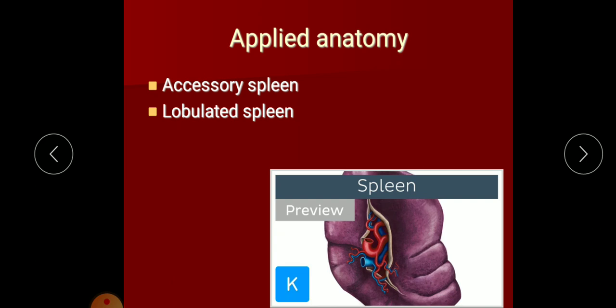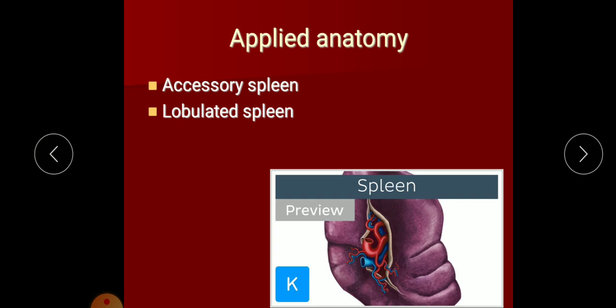And applied anatomy, accessory spleen. Along with the normal spleen, an accessory spleen could be present in different locations. It could be present at many sites such as the hilum of the spleen, gastrosplenic ligament, tail of the pancreas, like that. So the clinical importance of this accessory spleen is that it may undergo hypertrophy after splenectomy. So even after splenectomy, the symptoms of the disease will still be persisting. That is because of this accessory spleen.